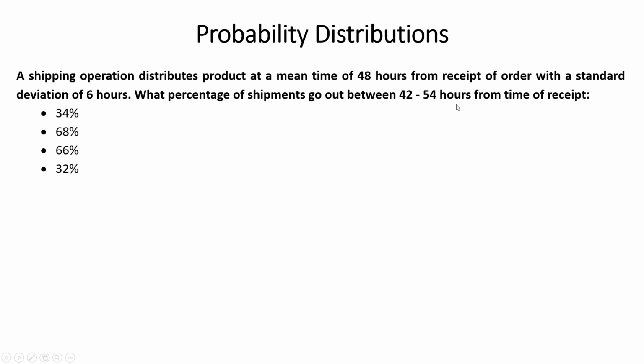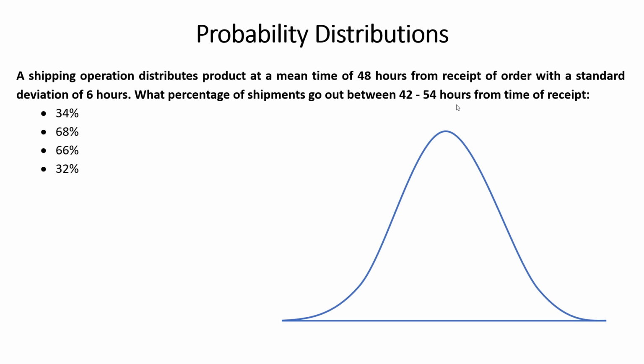Now, we can answer this question, but I want to help you visually understand what's going on here in the problem. Imagine a normal distribution here with a mean of 48 hours and a standard deviation of 6. What the question is asking is, what is the area under the curve from 42 hours to 54 hours? And you can see what that looks like here. I've shaded that in green visually so you can see what part of the distribution represents that period of time.